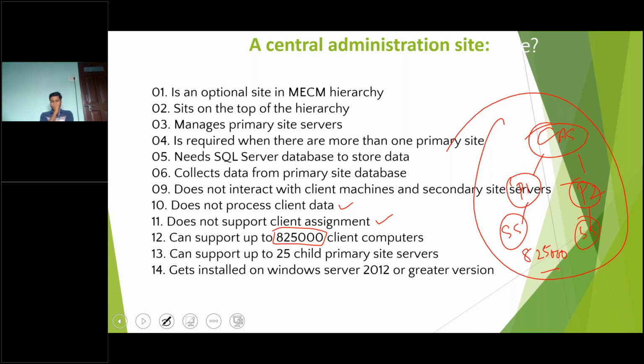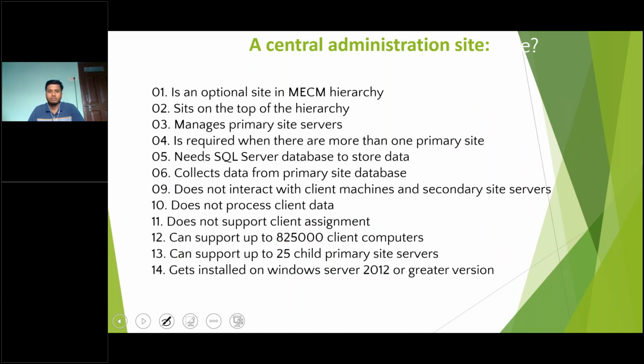How many primary sites can be a part of a CAS? One CAS can have maximum 25 child primary sites. For example, you have the CAS server here, P1, P2, P3, it can go up to P25. Maximum 25 child primary sites you can have in one CAS hierarchy. It can be installed on Windows Server 2012 or greater.